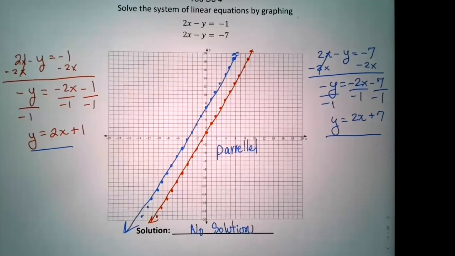Just in case, if you put it in slope intercept form and your slopes are exactly the same, those lines will always be parallel. Your intercepts can be different, but if your slope is exactly the same, those lines will be parallel unless it has the same y-intercept and it's the same line. And in that case, it's infinite solutions.